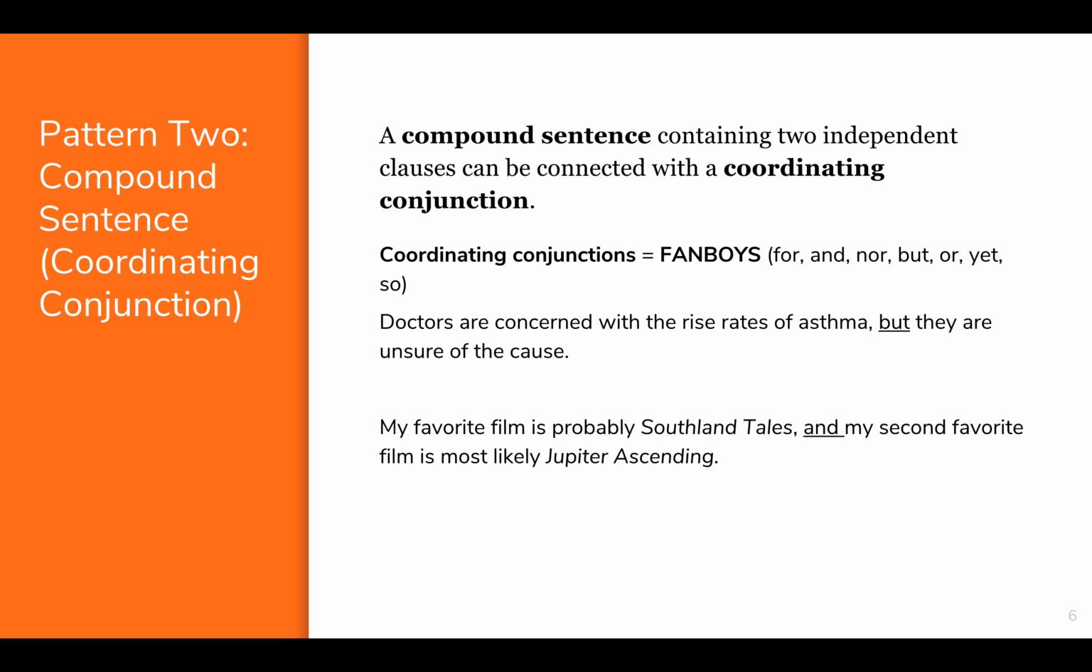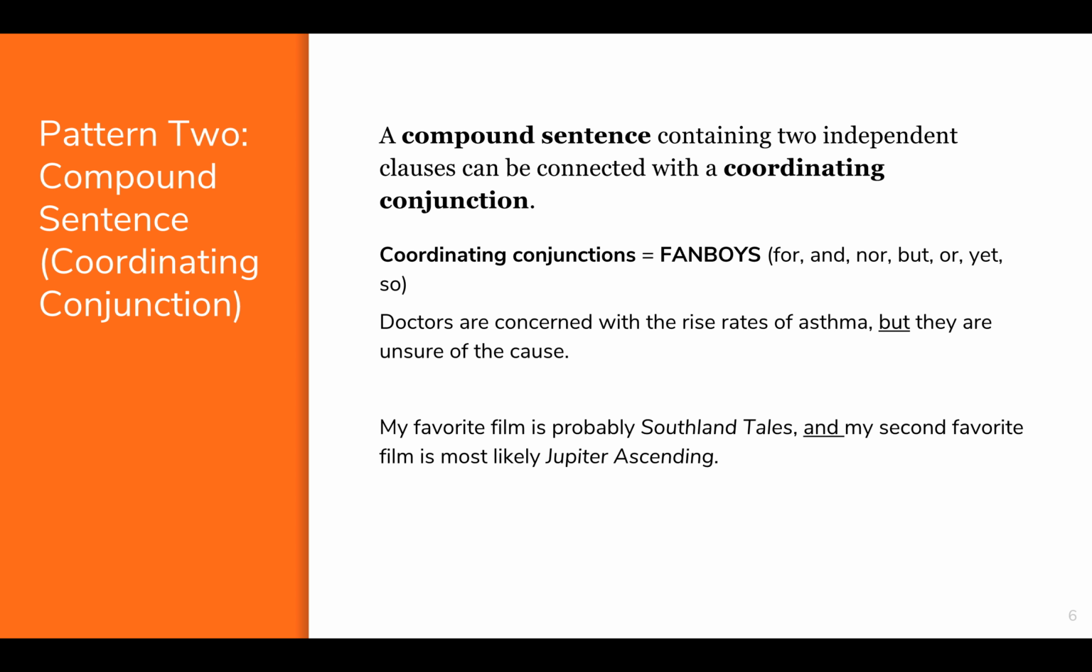The second type of sentence pattern is a compound sentence, in this case a compound sentence with a coordinating conjunction. A compound sentence containing two independent clauses can be connected with a coordinating conjunction. A simple way to think of coordinating conjunctions is with the term FANBOYS, which stands for for, and, nor, but, or, yet, and so. These are your coordinating conjunction words.